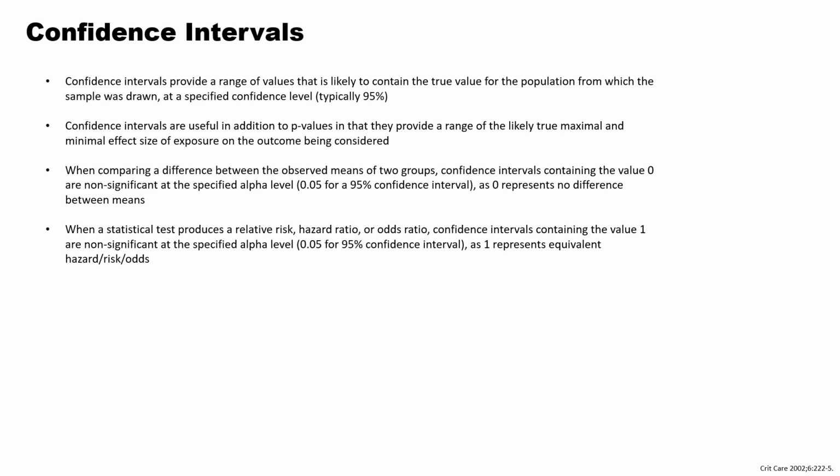So recognize that when we're comparing a difference between the observed means of two groups, confidence intervals containing the value 0 are non-significant at the specified alpha level, as 0 is representing no difference between the means of the two groups. However, when we are conducting a statistical test that produces a relative risk, hazard ratio, or odds ratio as a result, confidence intervals that contain the value of 1 are non-significant at the specified alpha level, as 1 is going to represent equivalent hazard, risk, or odds ratio between groups.